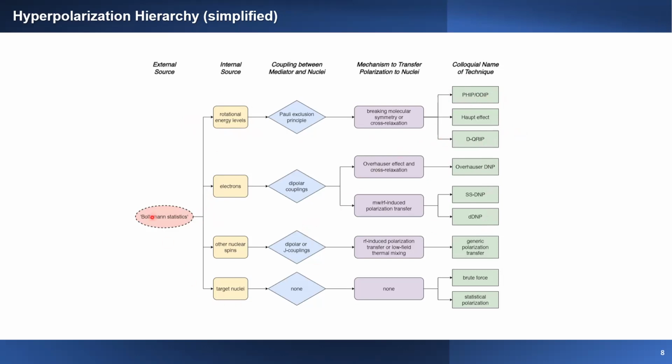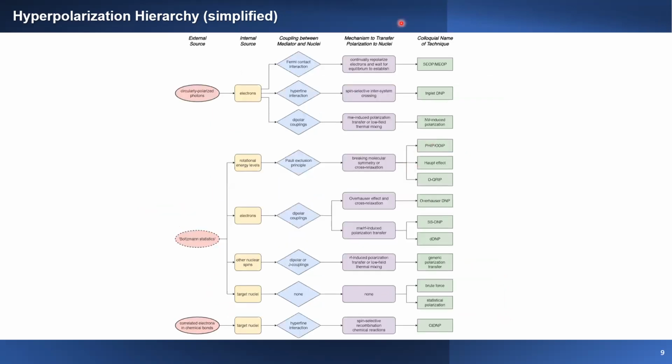We also have a fun case down here where the source of polarization is simply the nuclear spins themselves. So, well, there's no concept of coupling there or polarization transfer. So these techniques are brute force and statistical polarization. Brute force being simply cooling down the spin system to very low temperatures and just letting it become polarized.